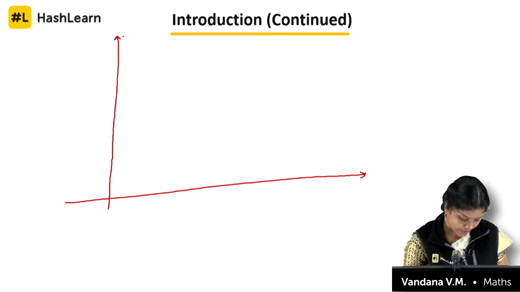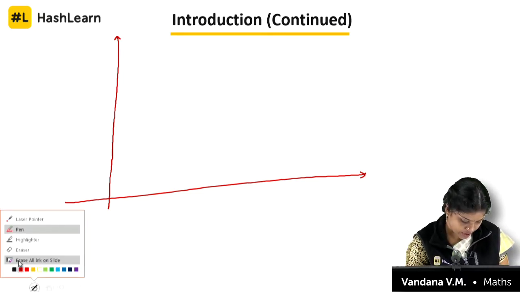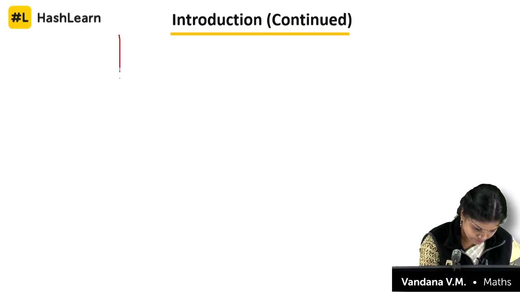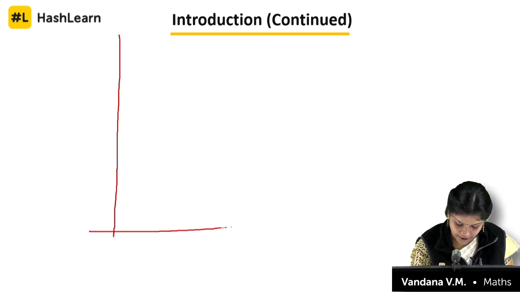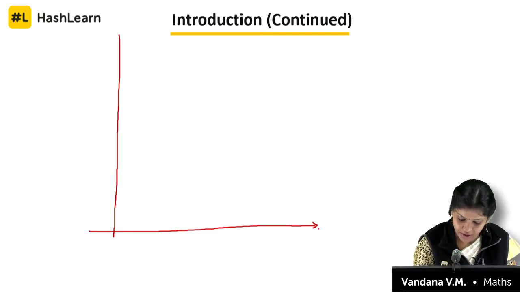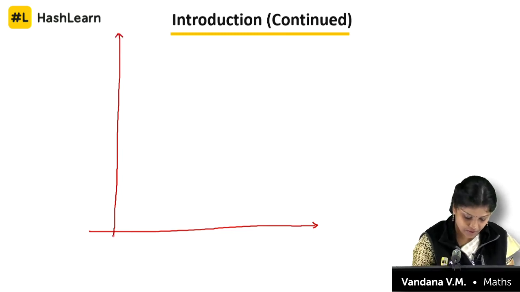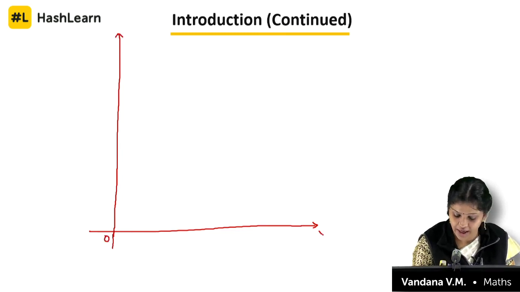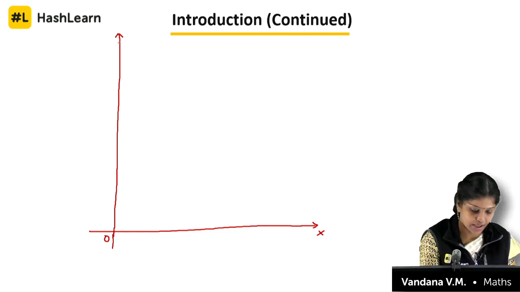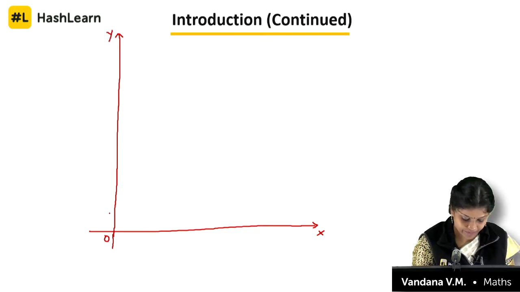Oh, here x is 100, y is 100, right? So I have to take y as 100 and x as maximum. Now I got 20 only. So this is the origin. Here I am going to take the x values, and here I am going to take the y values.